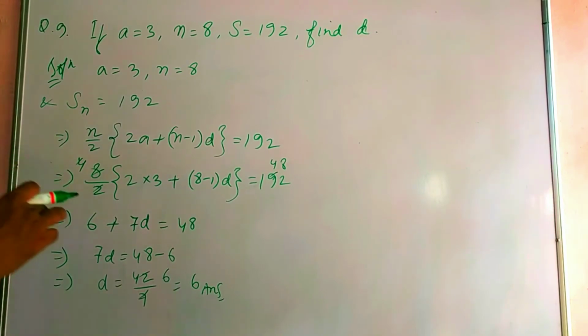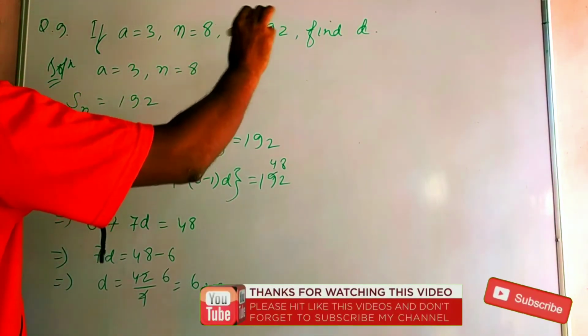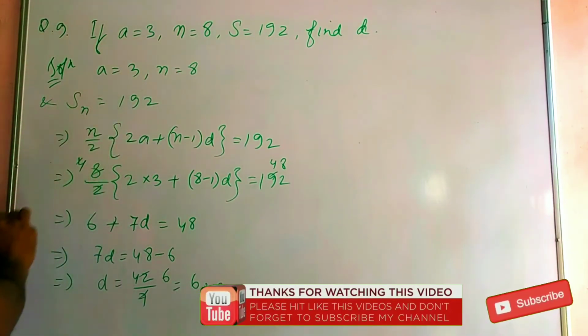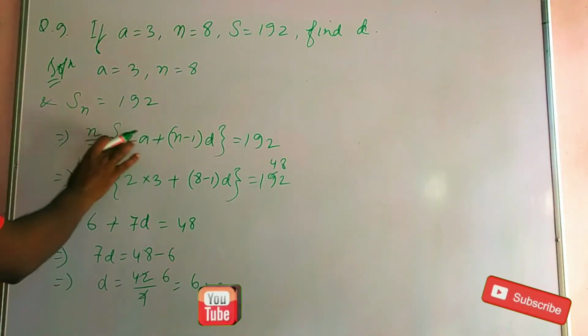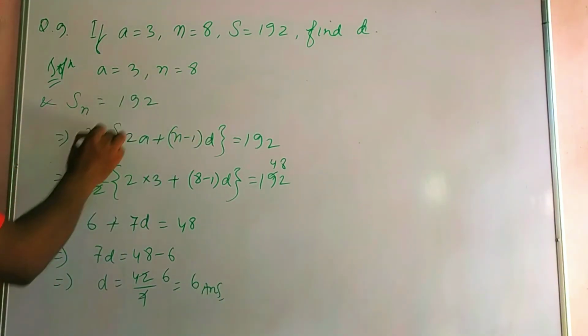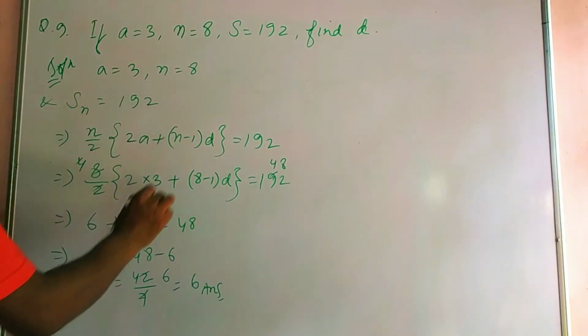Now here the problem: if a equal to 3, n equal to 8, Sn equal to 192, find d. We write the value of a and Sn equal to 192. Formula of Sn, n by 2, twice a plus n minus 1 d equal to, and substitute the value of n as 8, a as 3, d we have to calculate.